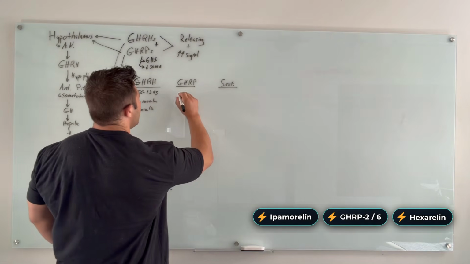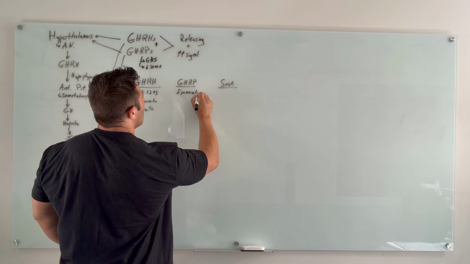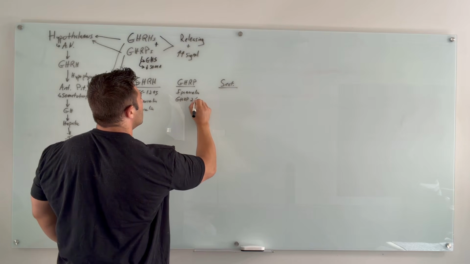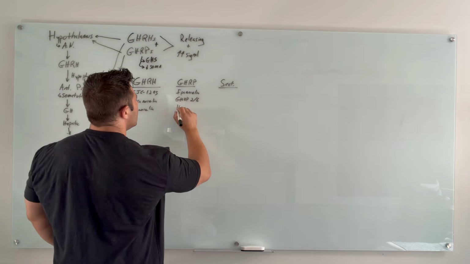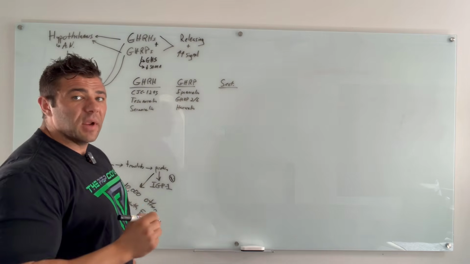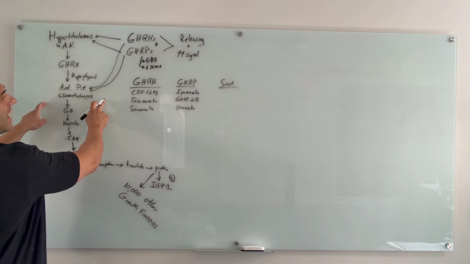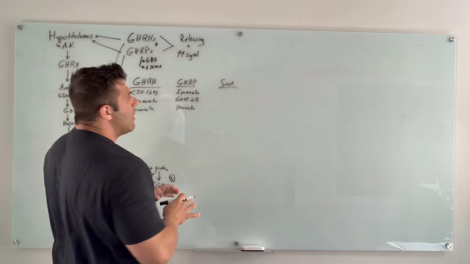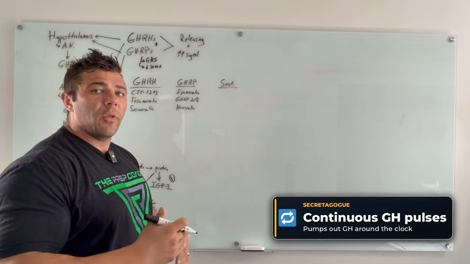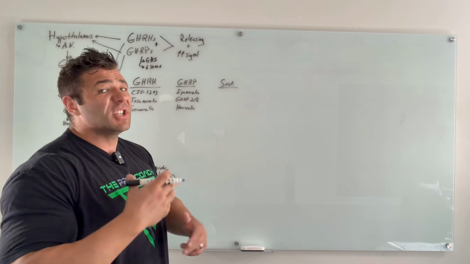Now, then we go over to GHRPs. In GHRPs, we're seeing ipamorelin. We are seeing the older school GHRP2 and 6. And we're also going to see our hexarelin. Now, in the secretagogue family, we're really not looking at the growth hormone secretagogue, meaning the ghrelin receptor, as being the secretagogues. When we say secretagogues, we're talking about something that releases continuous pulses of growth hormone every single hour, not every single minute, but it continuously just pumps out a ton.